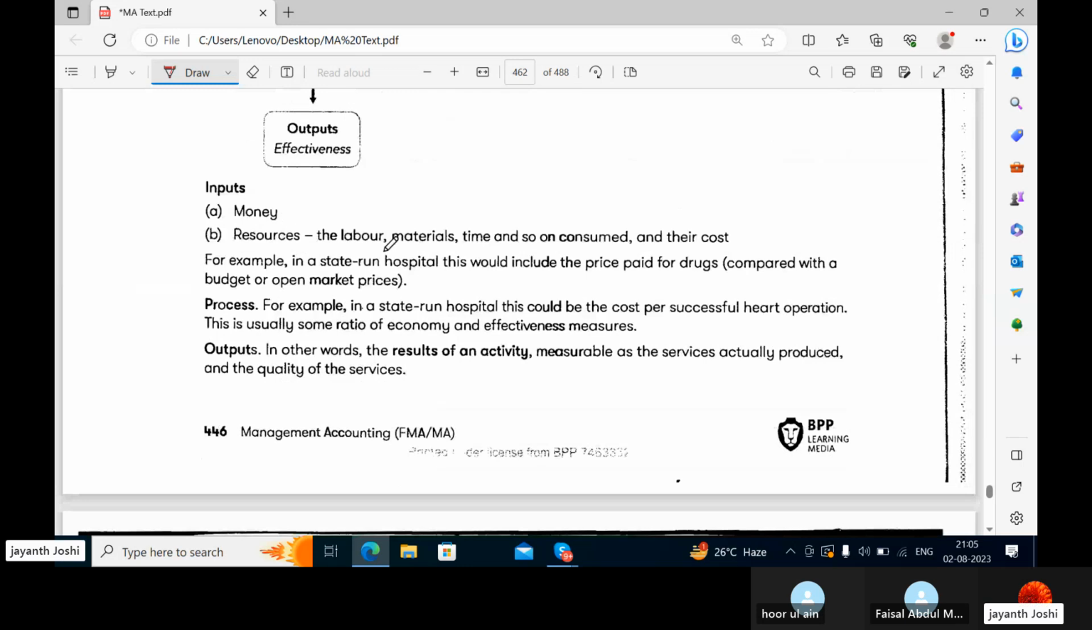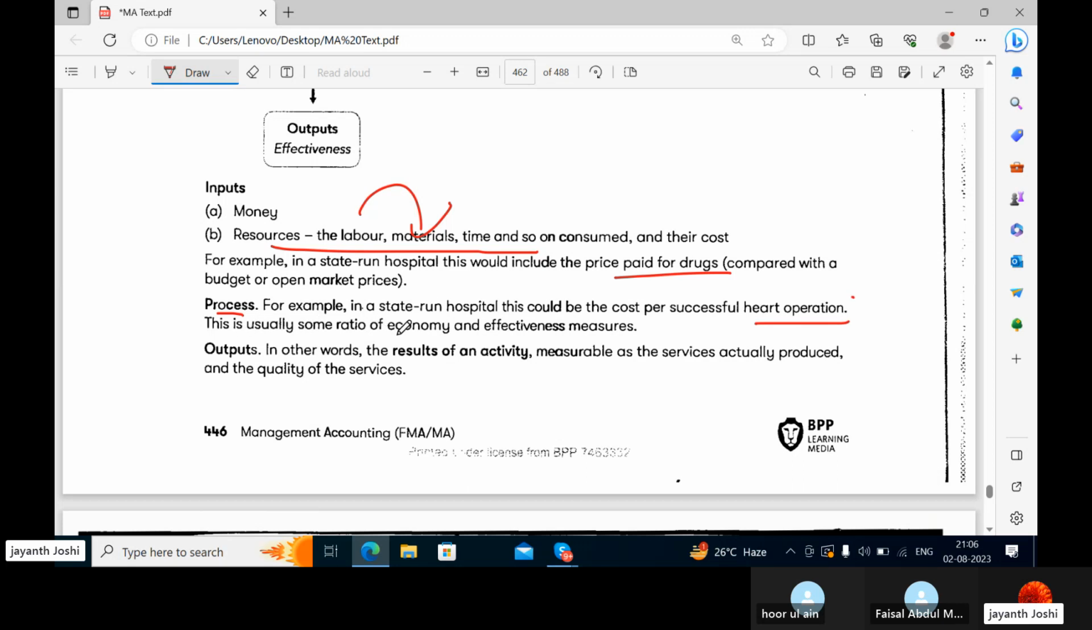So, resources are all material, labor, and all the inputs you use for making your output or product. For example, in a state-run hospital, this would include the price paid for drugs. You always want to pay less than the open market prices. For process, for example, in a state-run hospital, this could be the cost per successful heart operation.